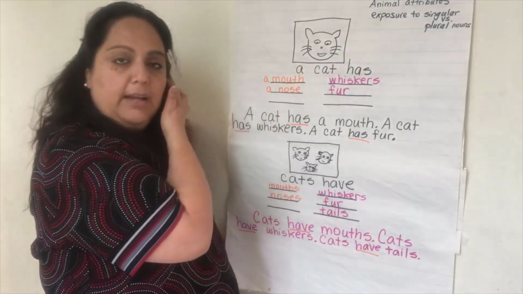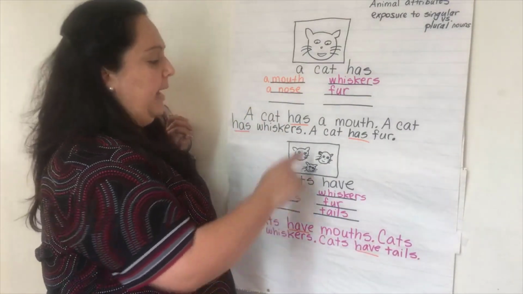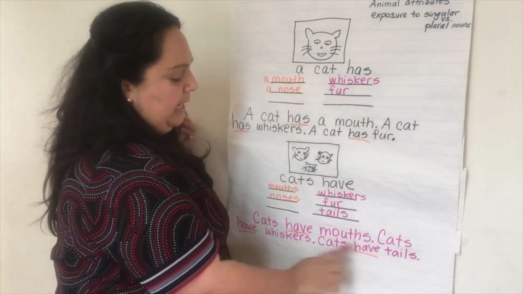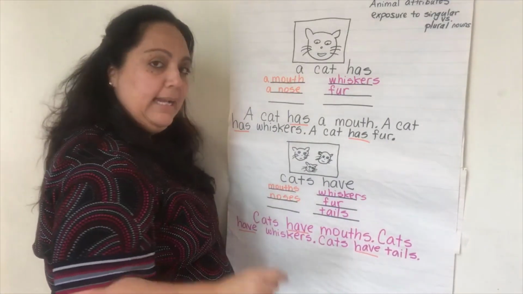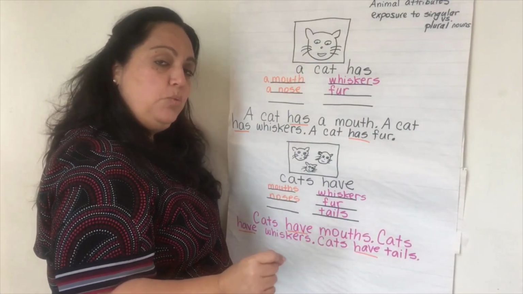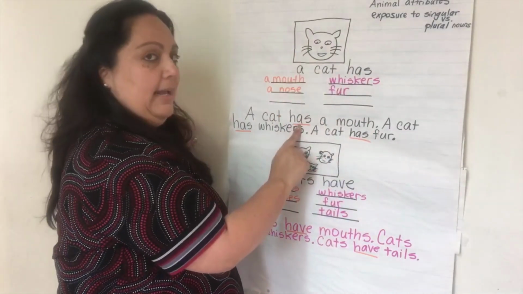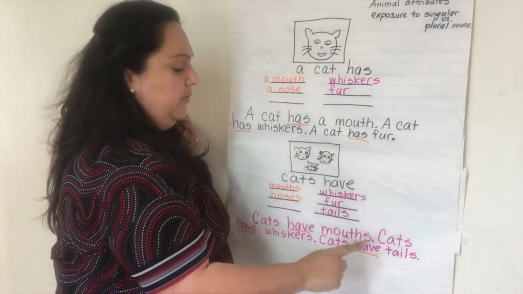And the same thing, you're having the kids read it with you. And then I underlined has in the top portion, and I underlined have in the bottom portion. And I suggest you have your kids do that as well because they're noticing that when it's one, the verb is has. When it's more than one, the verb is have.